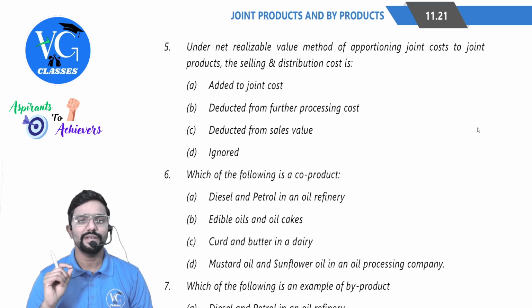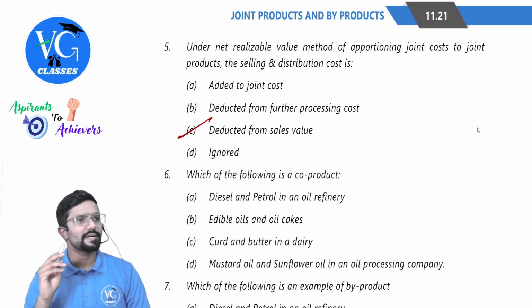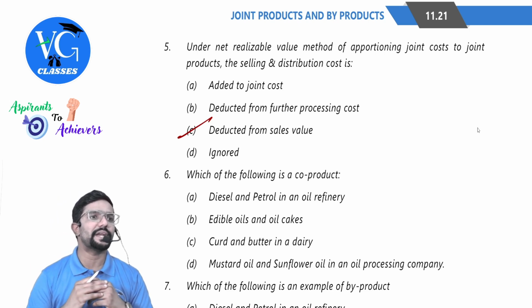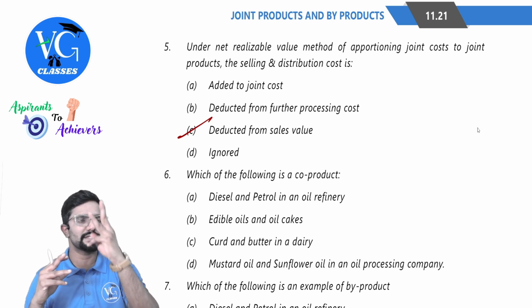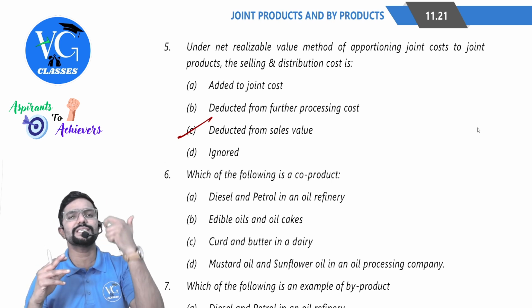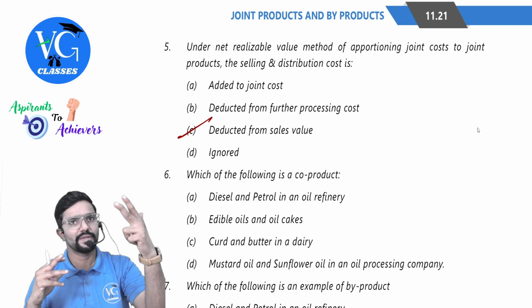That is joint products, so that I can calculate individually what is the profit or loss made by the respective products. Fifth one, under the net realizable value method of apportioning the joint cost to joint products, selling and distribution cost is added to joint cost? No. Deducted from further processing cost? No. Deducted from sale value. Correct. There are three items which we will reduce if at all it is given. Sale value minus three items: further processing cost, selling and distribution expenses, then estimated profit.